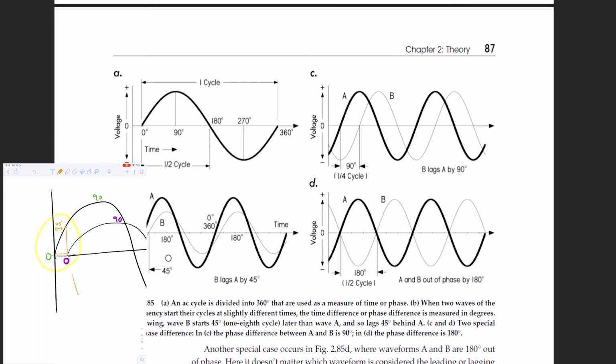Okay, so due to that, there's a 45-degree difference between starting points.